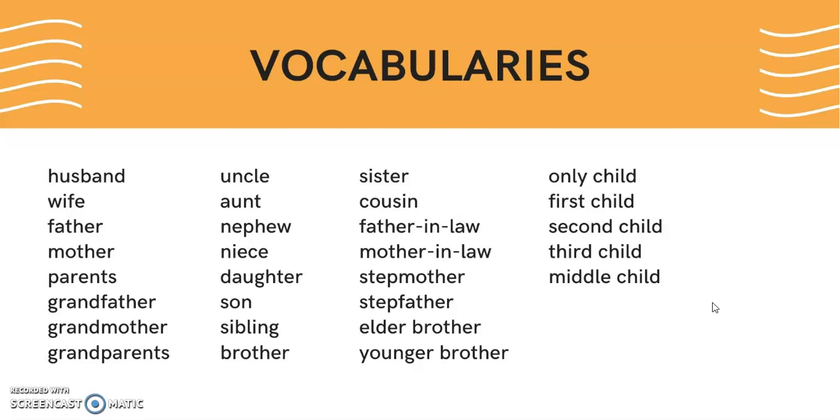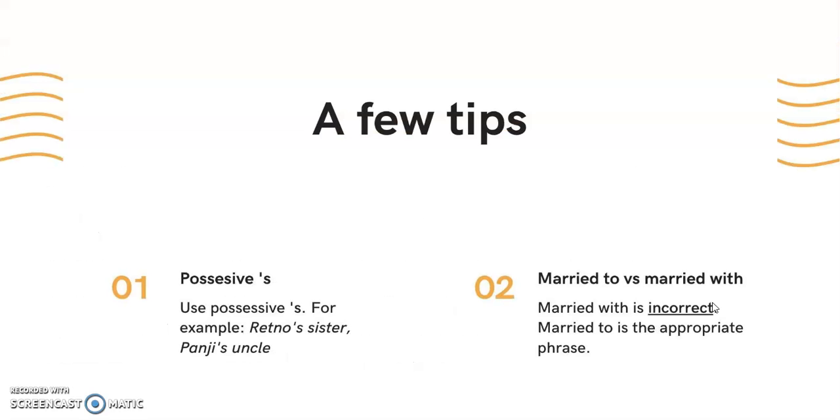And now let's take a look at a few tips that I have for you. Okay, so the first one is possessive. In possessive, you can use apostrophe S. For example, here you have Retno's sister and Panji's uncle. Okay, so this form is to indicate that someone owns something, or someone else. For example, Retno's sister, Panji's uncle.